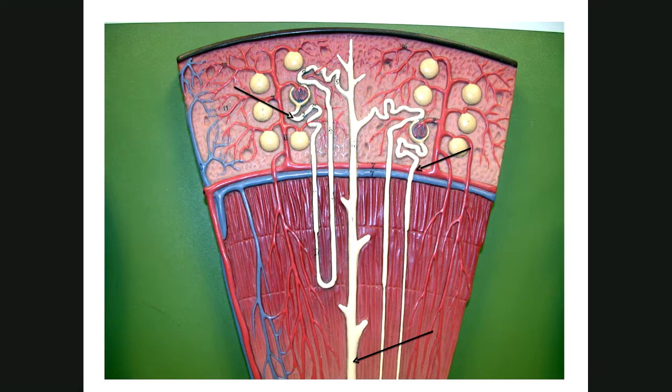And so if we look here, there is Bowman's capsule right there. And there's the proximal convoluted tubule. There's the loop of Henle. Descending loop, ascending loop. There's the distal convoluted tubule. And then there's the collecting duct.